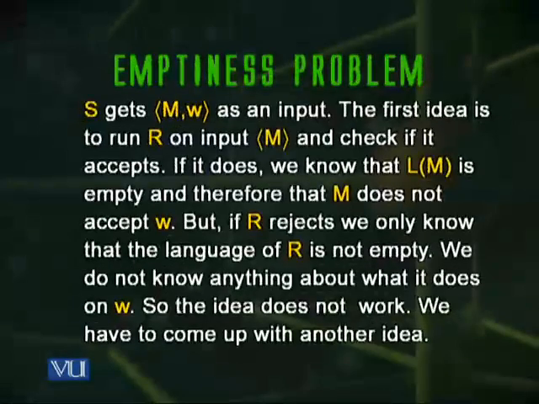Well, let's try a naive idea. What we can do is S gets a pair M comma W and has to decide if M accepts W. So what S can do is run R on M. Now if R accepts M, that would mean the language of M is empty, so surely W is not accepted by M. Hence in this case, S can simply reject the pair M comma W. However, if R rejects M, then S knows that M accepts some strings but doesn't know whether it accepts W or not. So this idea doesn't seem to work.